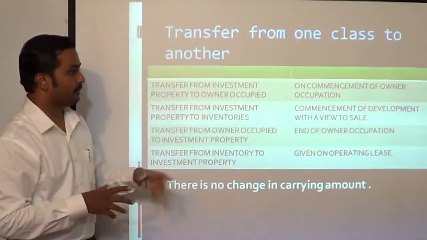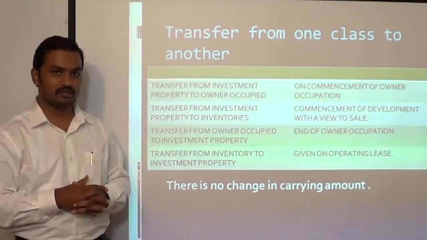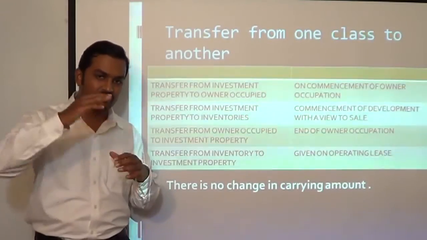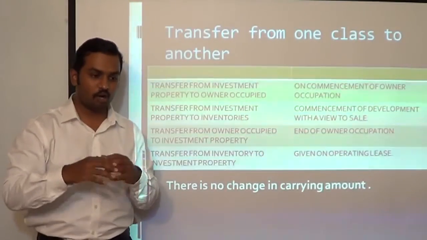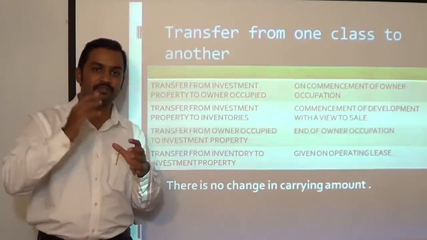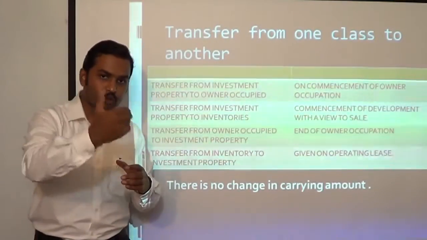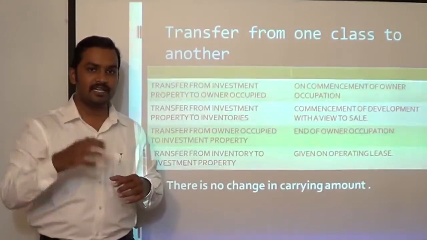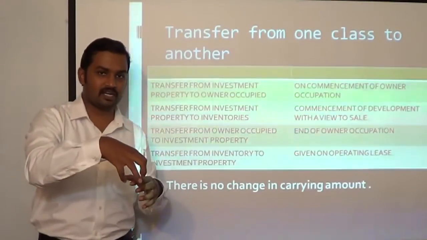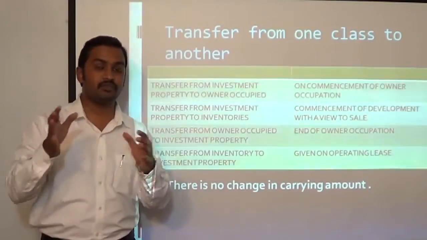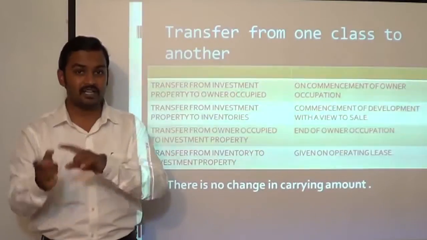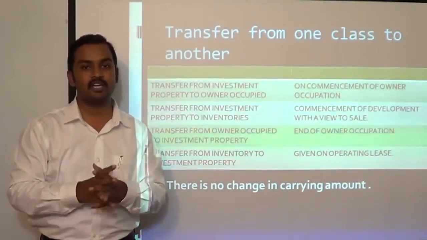Okay. Commencement of development with a view to sale. So there can be another situation. You have some land. You held the land for long-term capital appreciation, and now you feel the value has appreciated sufficiently. Now you want to dispose it. Before you dispose, you want to develop the land. You want to do plotting, etc., and then you want to sell it. In such cases, the day the development activity starts, your intention has changed and it will now become inventory from that date. So the date when the development starts, it becomes an inventory instead of being an investment property.